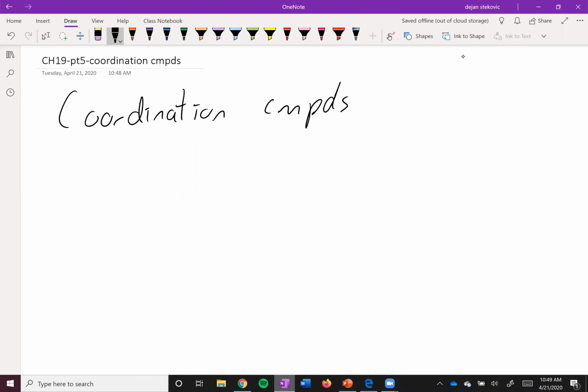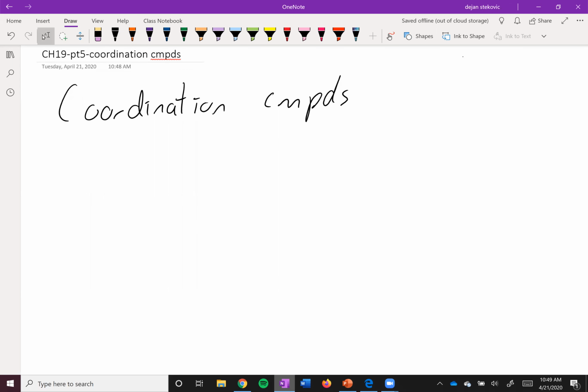All right, so one of the things that makes transition metals super useful is their ability to form coordination compounds. So remember, our transition metals are generally positively charged, and then we can have what are called ligands. These are called ligands, and these are just molecules with an extra lone pair that can then be donated to the transition metal.